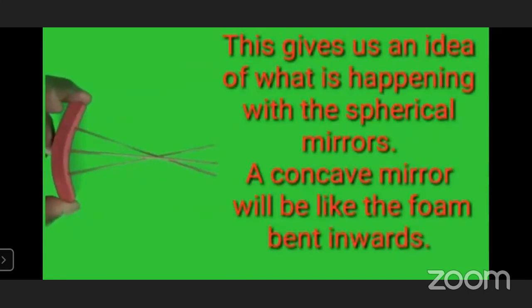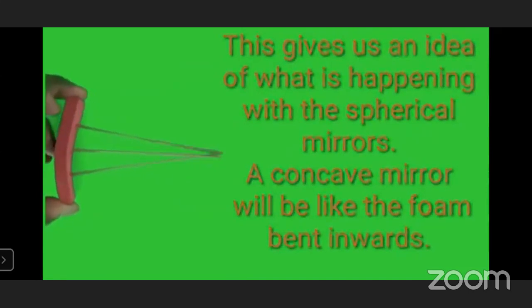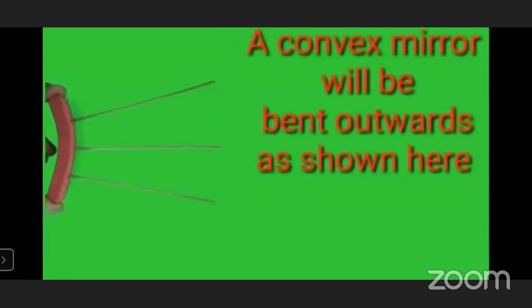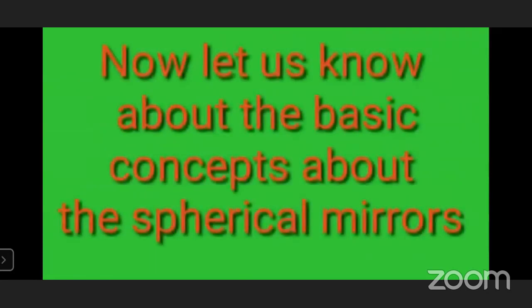So the initial broomsticks, how they are fixed on the foam sheet, we consider as light rays coming from a long source. They definitely, from the long source, will be parallel rays. A convex mirror will be bent outward as shown here, bulged outwards. A convex mirror diverges the light rays when the parallel rays fall on it.